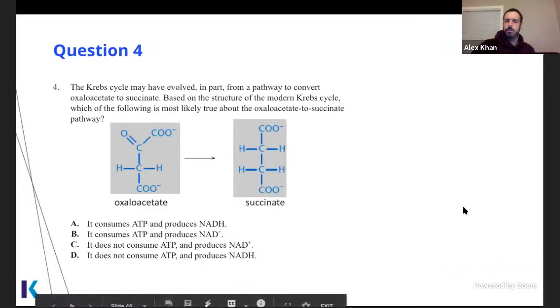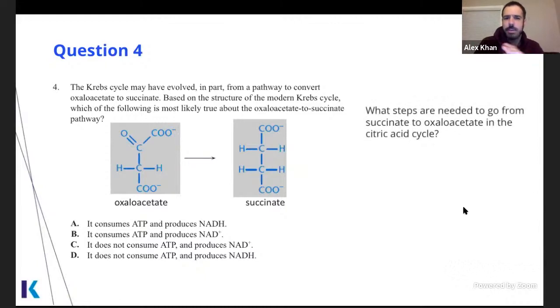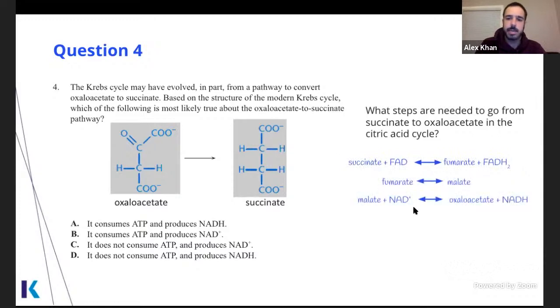Right, so you see here, they're throwing in a hypothetical. MCAT loves hypotheticals. Now what would we have to do? Work the Krebs cycle backwards? My goodness, right? If you really wanted to, say you're elite, you do this. What are the steps going from succinate to oxaloacetate? Well, you go from succinate, FAD, and so on.